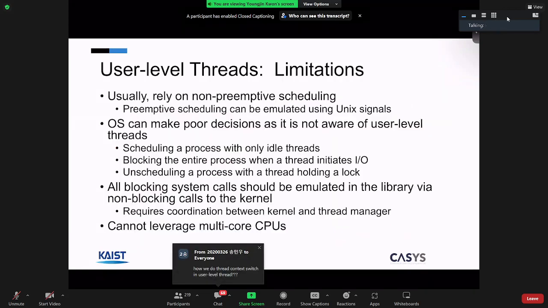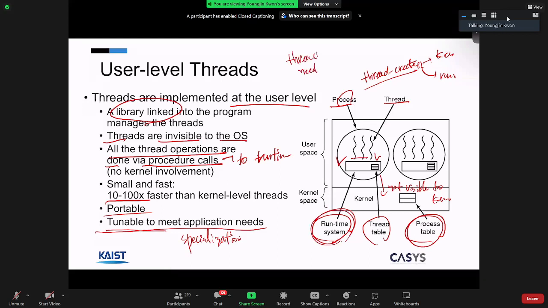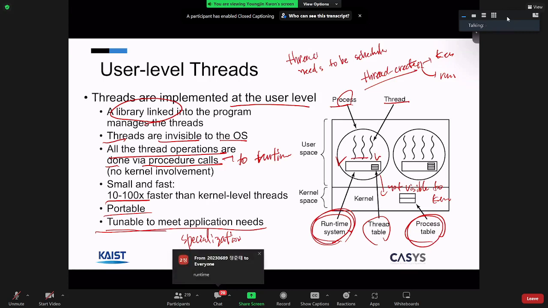So here, the runtime thread needs to be scheduled. So there's a scheduler. Okay? In user level thread, where does the scheduler exist? Runtime, not kernel. Thread scheduler. Where is it? Runtime. Here. So all the thread schedulers should be implemented at user level.